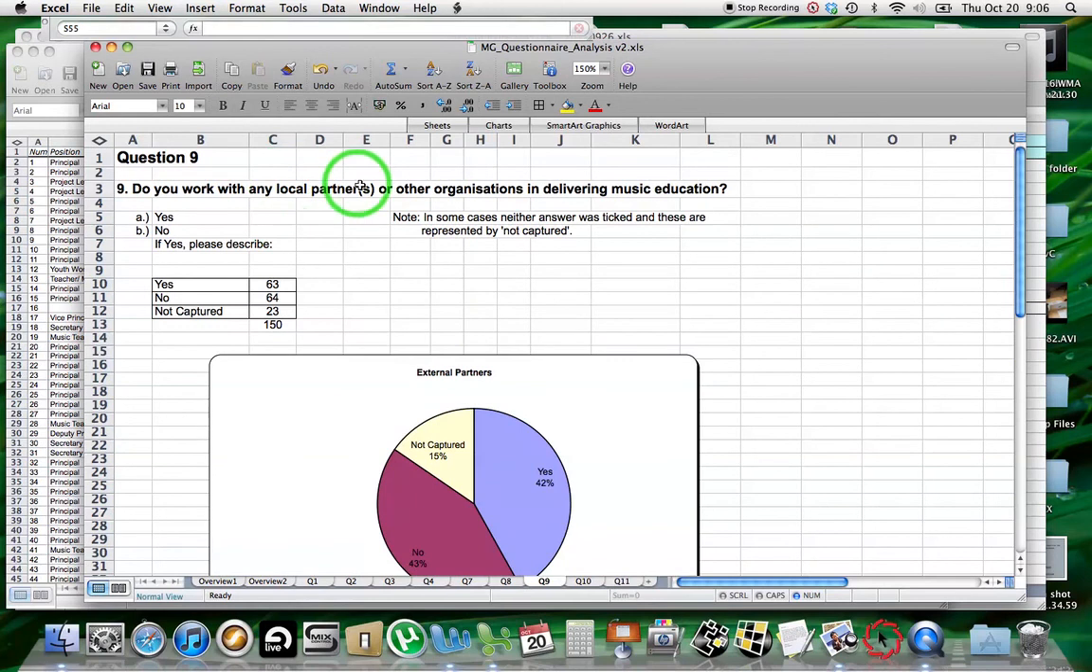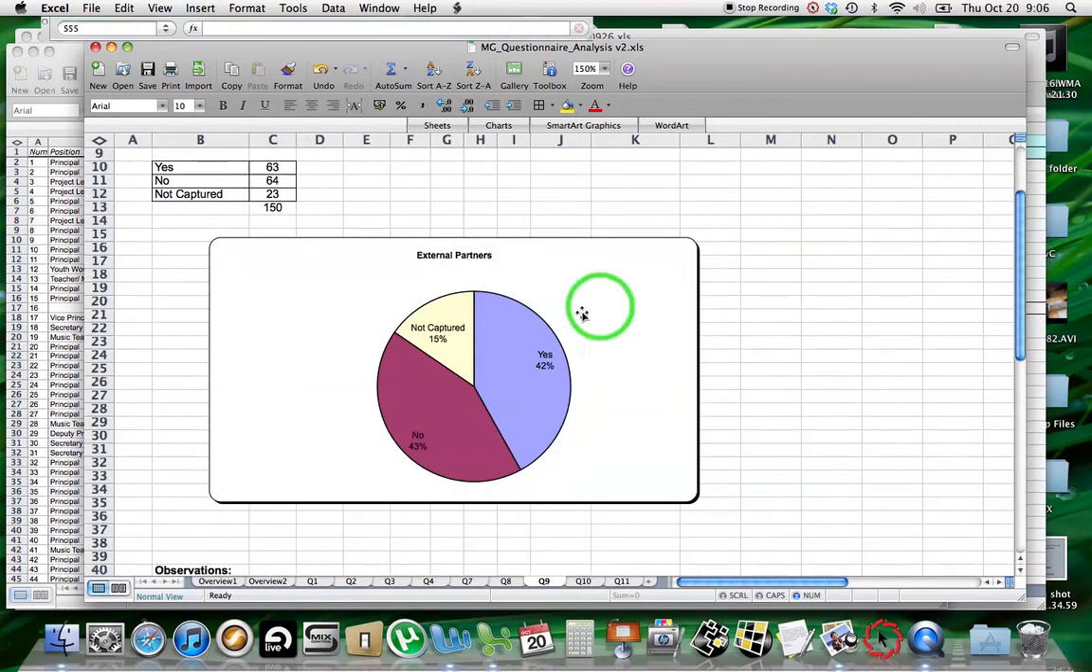Do you work with any local partners or other organizations in delivering music education? Yes, 40% is a big portion who have done that already, which again is good news for us, in that people are prepared to work with external partners. They've shown they have. They'd be willing perhaps for us as Music Generation to come in and do something. So I think that's another encouraging message.